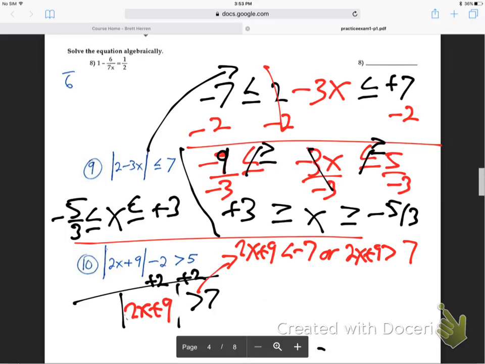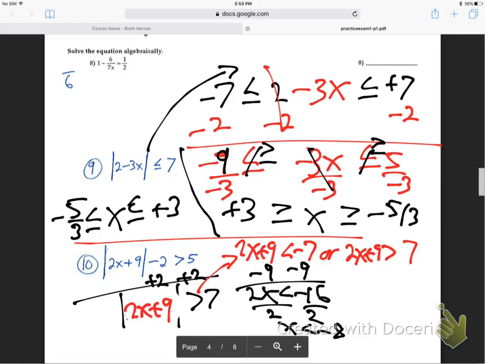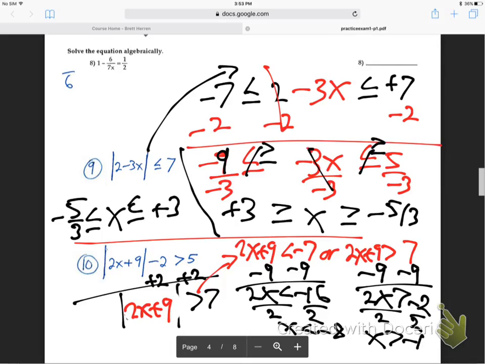How about the other one? How do we solve this? Well, this is 2 separate, so we'd subtract 9 from both and divide by 2. So x is less than -8, like that. And then over here, subtract 9, divide by 2, x is greater than -1. So x is less than -8 or greater than -1. It's 2 outsides, right?